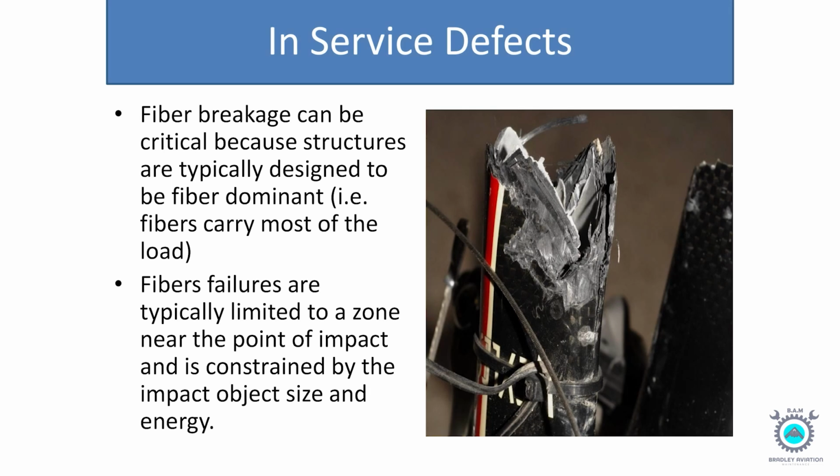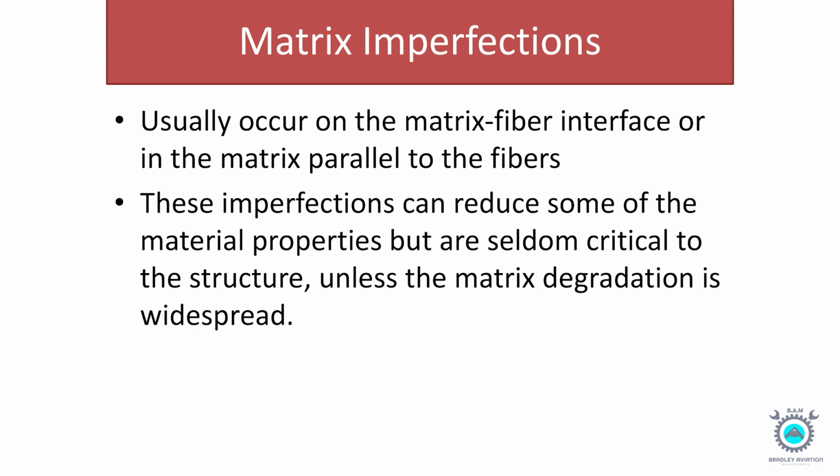In-service defects: fiber breakage can be critical because structures are typically designed to be fiber dominant, i.e., fibers carry most of the load. Fiber failures are typically limited to a zone near the point of impact and are constrained by the impact object's size and energy. Matrix imperfections usually occur on the matrix fiber interface or in the matrix, parallel to the fibers. These imperfections can reduce some of the material properties but are seldom critical to the structure, unless the matrix degradation is widespread.